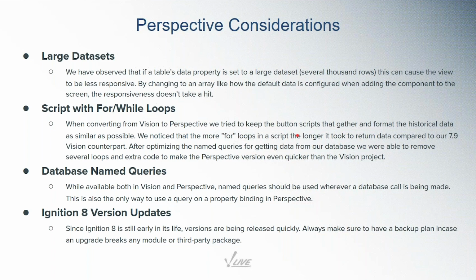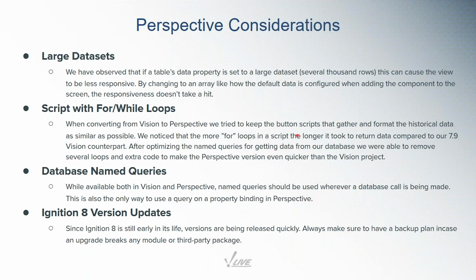The first one is on a table component in Perspective. We initially just bound the dataset object like we would in Vision to the data property, and it would display fine. However, we found that when we were pulling large time spans of data, where several thousand rows in the dataset would be returned, the screen would become very unresponsive. Like you'd click a drop down and you'd see nothing.